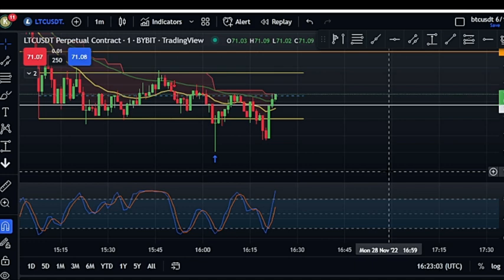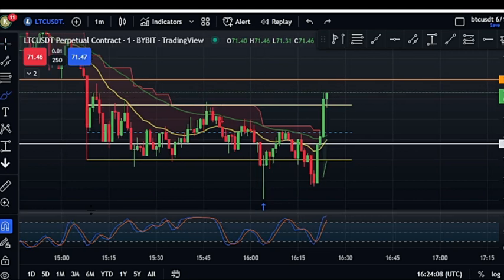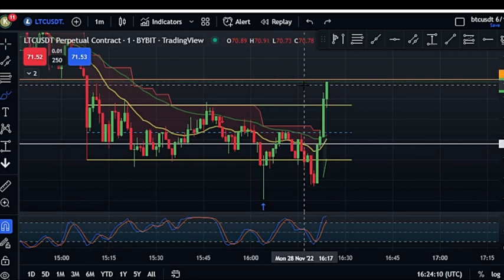As you can see now, the price is just reclaiming this channel and pumping back up. This could flip the super trend to green on the 1 minute chart. If this candle closes green, the super trend will turn green. Again, if this happens, we want to wait. Again, we're going toward this level here.